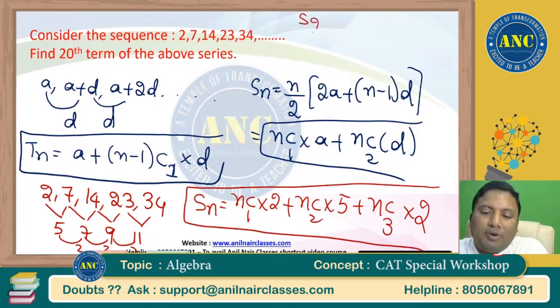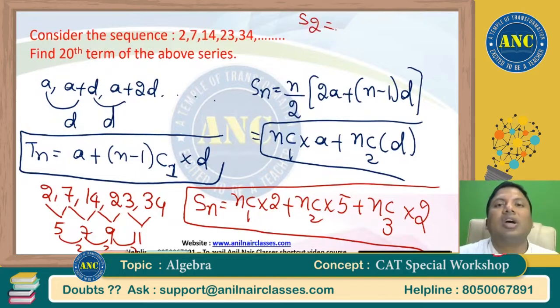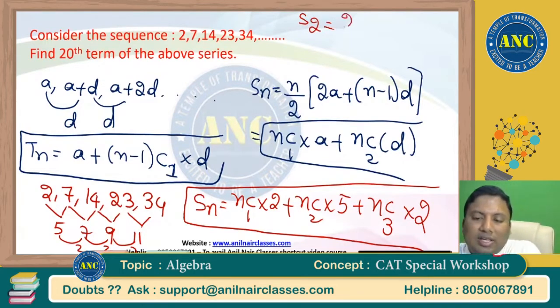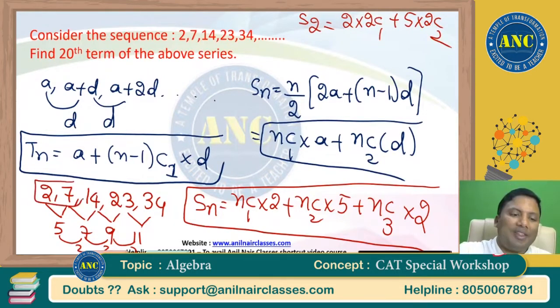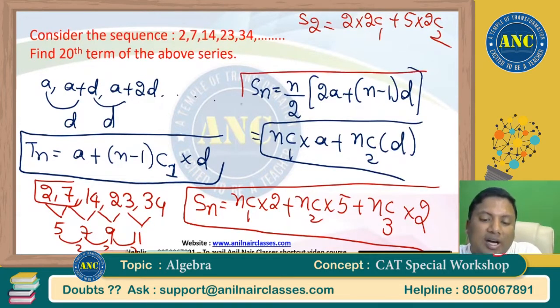Suppose the sum of two terms is 2 plus 7, it is nothing but 9. So it is nothing but 2 into 2C1 plus 5 into 2C2. Are you with me? 2C3 is not possible. 2 2s are 4, 4 plus 5 is 9. Sum of two terms is nothing but 9. Sum of n terms also can be determined if you understand the concept.